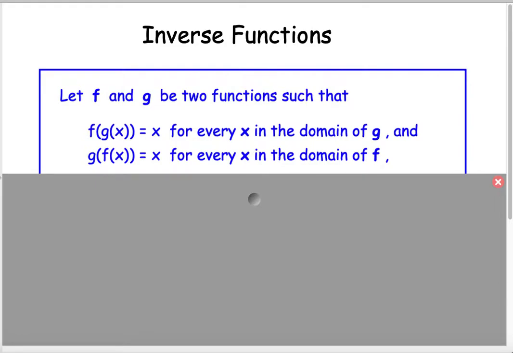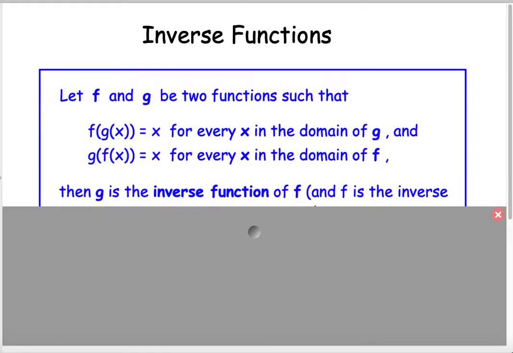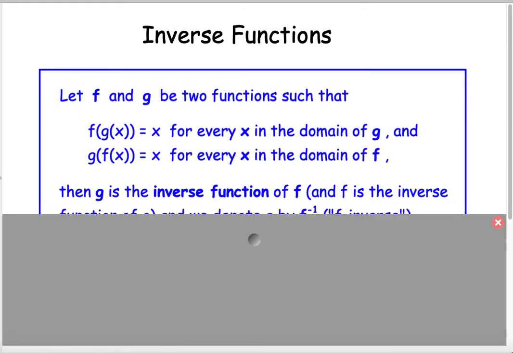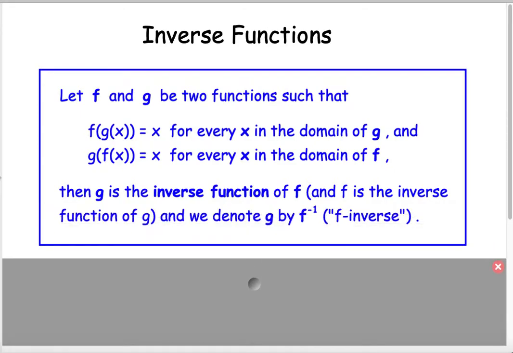And then if I compose g of f of x, it also equals the identity function for every x in the domain of f. Then we say that g is the inverse function of f, and f is also the inverse function of g. And we denote that by f with a little -1 up there.